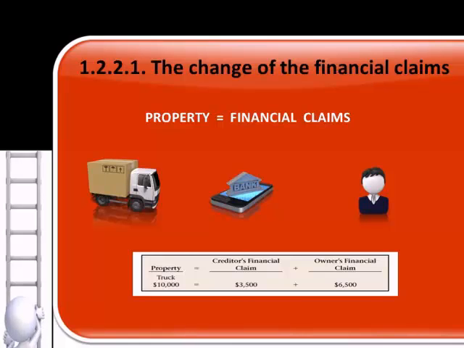The change of the financial claims. Over the years, as First Delivery Service repays the loan, its financial claim will increase. As less money is owed, the financial claim of the creditor, the bank, will decrease. For example, after First Delivery Service pays one half of the loan, the financial claims to the property will change as follows: property, truck, $10,000, equals creditor's financial claim, $3,500, plus owner's financial claim, $6,500. When the loan is completely repaid, the creditor's financial claim will be cancelled. In other words, the owner's financial claim will then equal the cost of the truck.